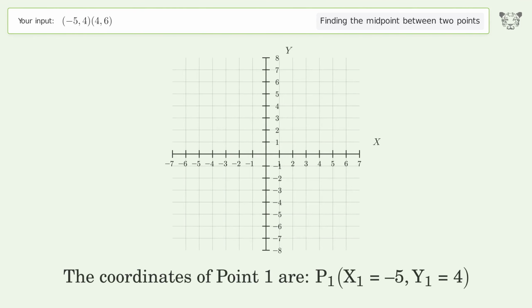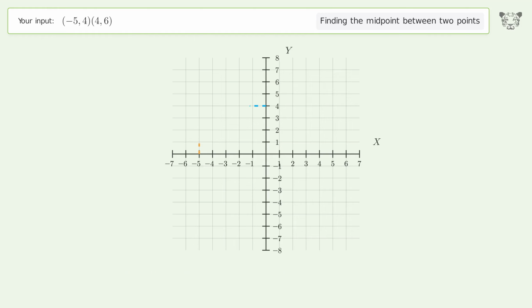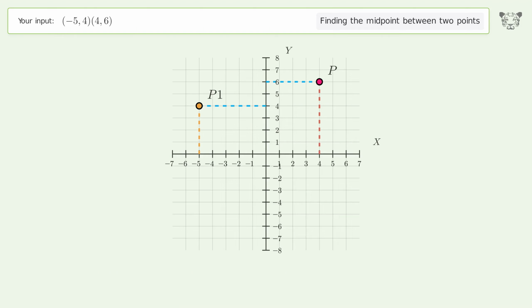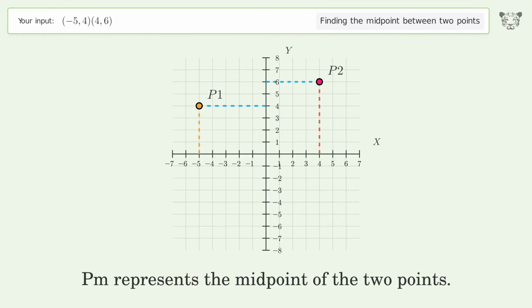The coordinates of point 1 are x1 equals negative 5, y1 equals 4. The coordinates of point 2 are x2 equals 4, y2 equals 6. PM represents the midpoint of the 2 points.